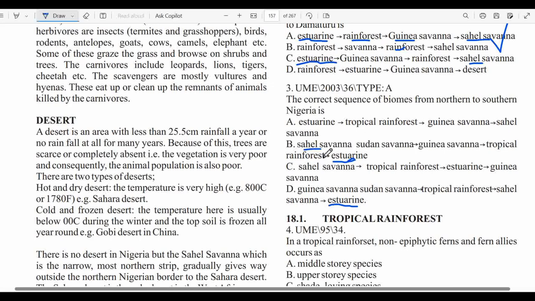But beyond that, if you are coming to the south and you move from Sahel, where are you going to find yourself next? You find yourself in the Sudan Savannah, then the Guinea Savannah, and then you get to tropical rainforest, and then estuarine. The right answer is B.